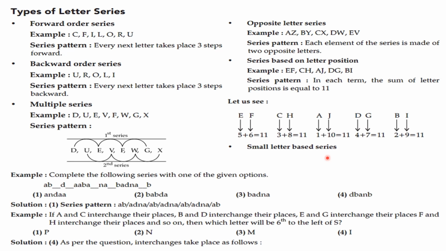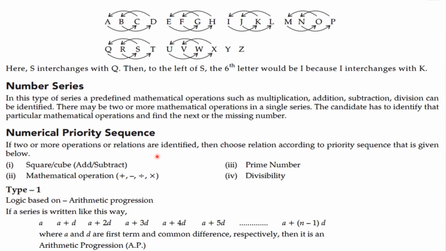Small letter based series. Solution: A B C D E F G H I J K L M N O P, A to Z. Here S interchanges with Q. So the sixth letter to the left of S would be I, because I interchanges with K.